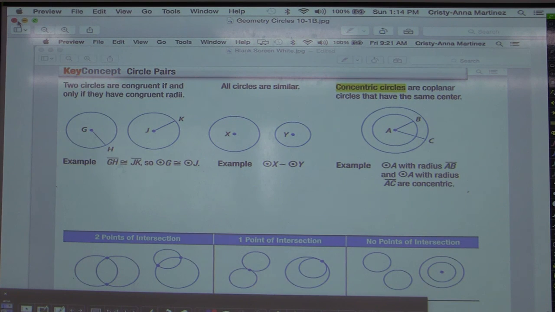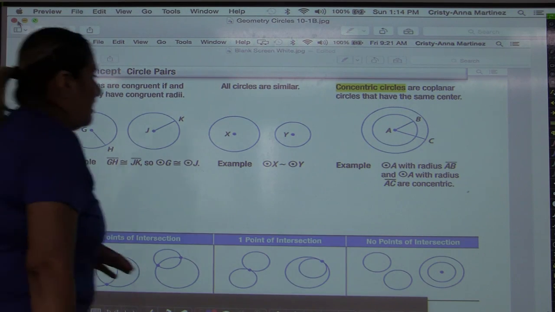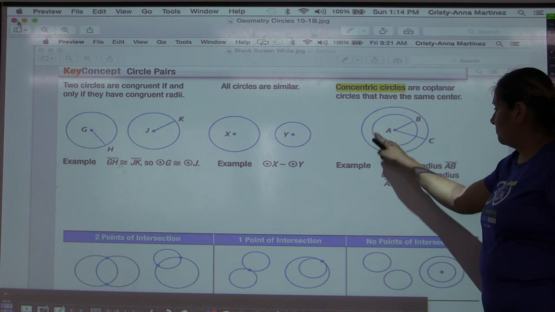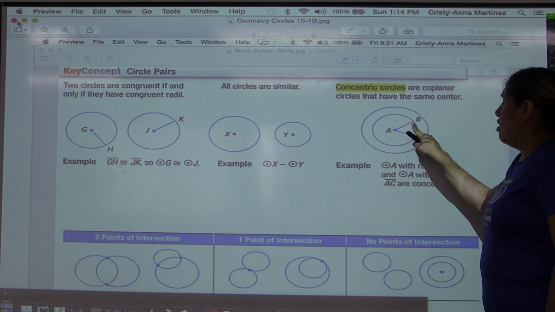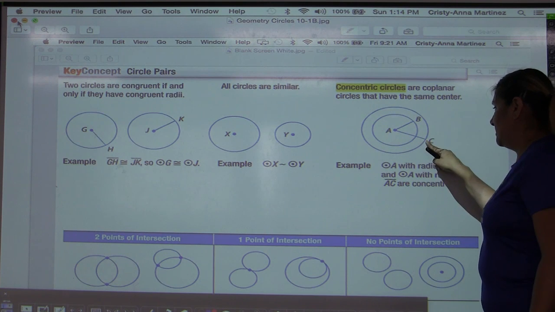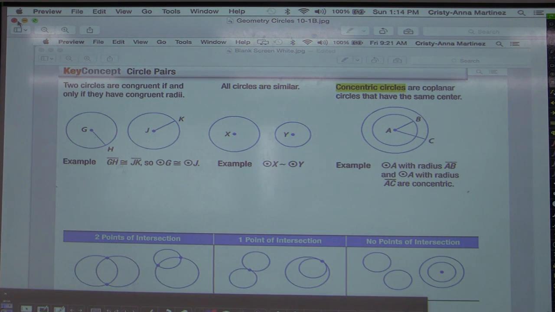And then we have the more important one, which is concentric circles. Concentric circles are circles that are coplanar, so they're in the same plane, and they have the same center. So you can see that here in this example where circle A with radius AB versus circle A, the big one here, with radius A to C. So those 2 circles will be considered concentric circles.